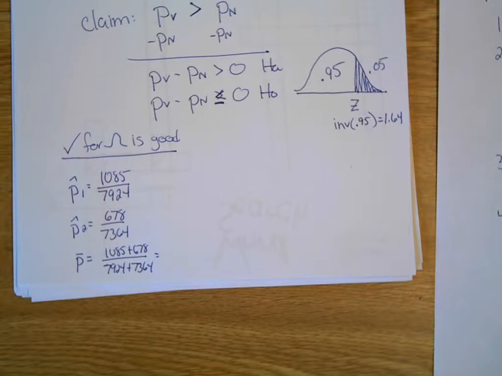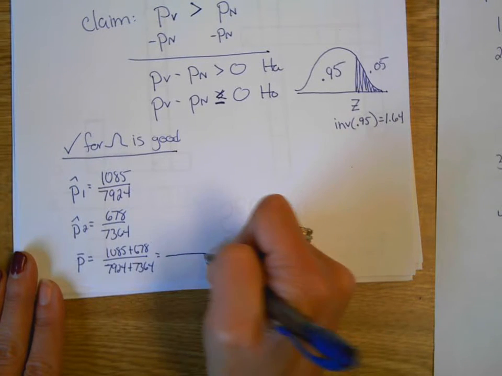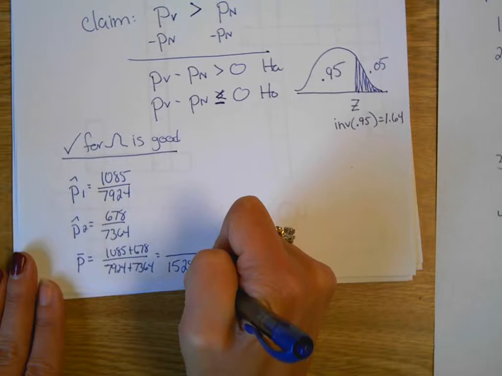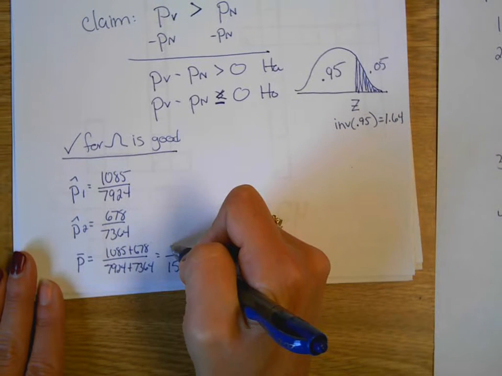So what are we going to come up with? I'll do the bottom, you do the top. The p bar. We'll just leave them as fractions. 15,288 I got for the denominator. What's the numerator?